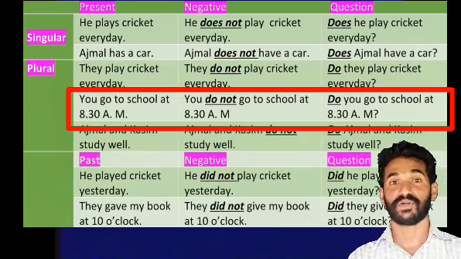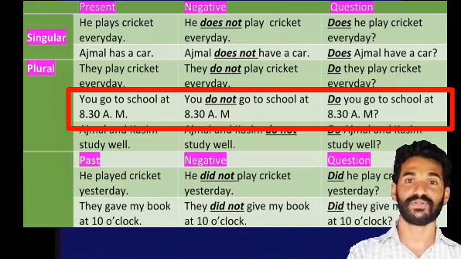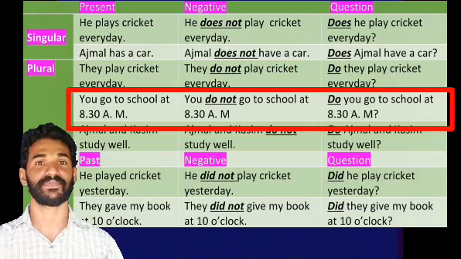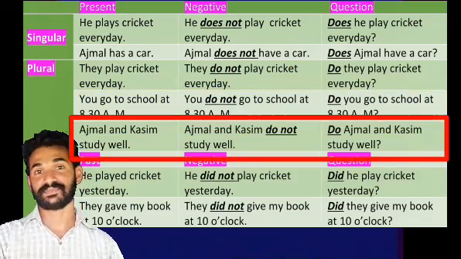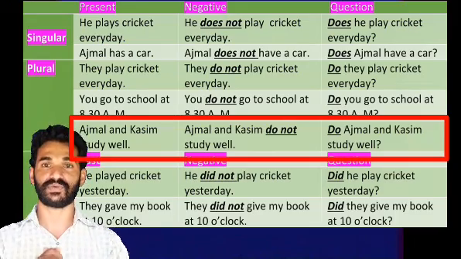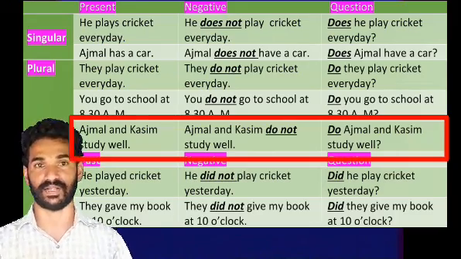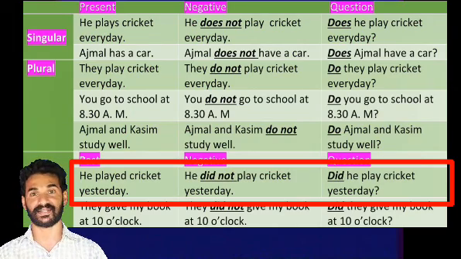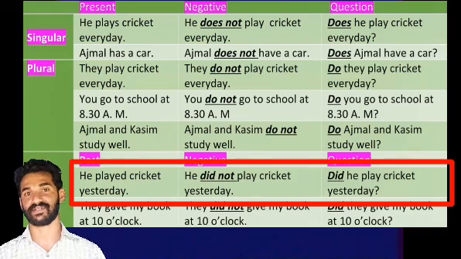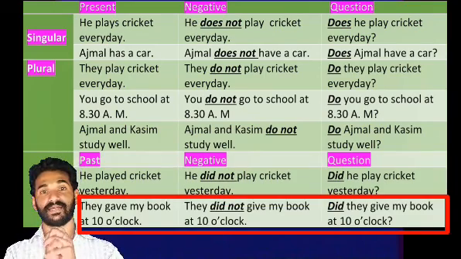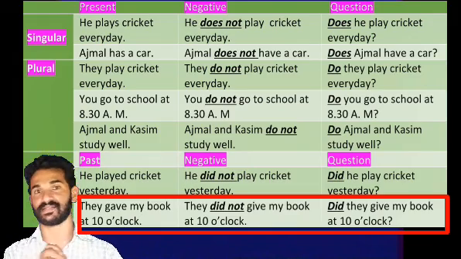Positive sentence: you go to school at 8:30 a.m. Negative sentence: you don't go to school at 8:30 a.m. Question: do you go to school at 8:30 a.m.? Next, positive sentence: Ajmal and Qasim study well. Negative sentence: Ajmal and Qasim don't study well. Question: do Ajmal and Qasim study well? Past: he played cricket yesterday. Negative: he didn't play cricket yesterday. Question: did he play cricket yesterday? Next, positive: they gave my book at 10 o'clock. Negative: they did not give my book at 10 o'clock. Question: did they give my book at 10 o'clock?